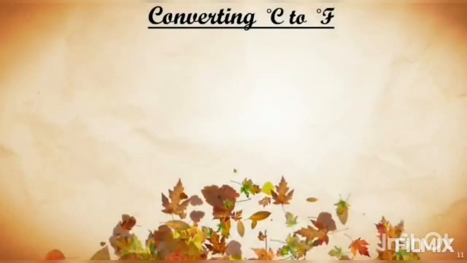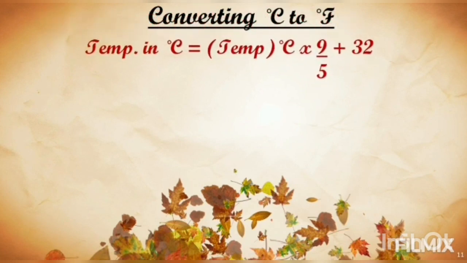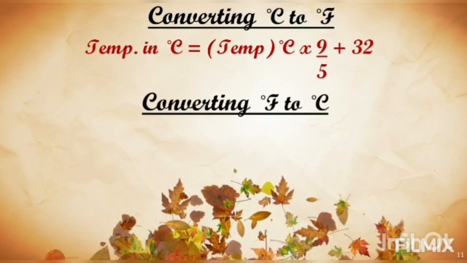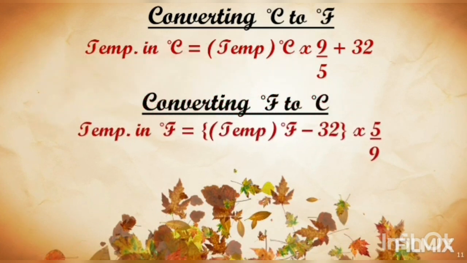Now, let's understand the relationship between degree Celsius and degree Fahrenheit temperature. That means conversion from degree Celsius to Fahrenheit. We follow a simple formula to do the conversion. Temperature in degrees Fahrenheit equals temperature in degrees Celsius into 9 upon 5 plus 32. Similarly, moving vice versa, that means converting degrees Fahrenheit to degrees Celsius, we follow the formula: temperature in degrees Celsius equals temperature in degrees Fahrenheit minus 32 into 5 upon 9.